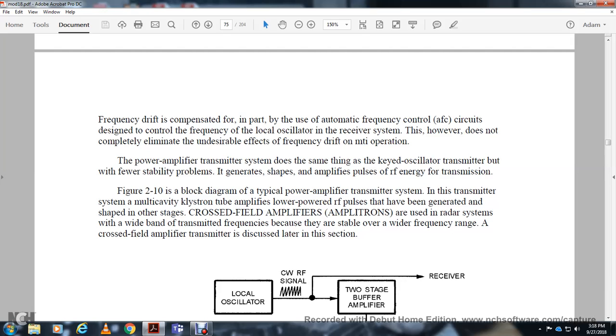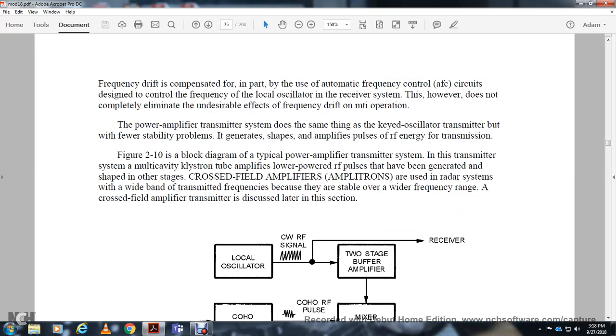The system uses multiple cavity tube amplifiers, a low power radio frequency pulse generator to shape the pulse, and one or more stages of crossfield amplifiers, the amplitrons, in the radar system. They are used as wideband transmitters because they are stable over a wide frequency range. The crossfield amplifier transmitter is discussed later in the section.